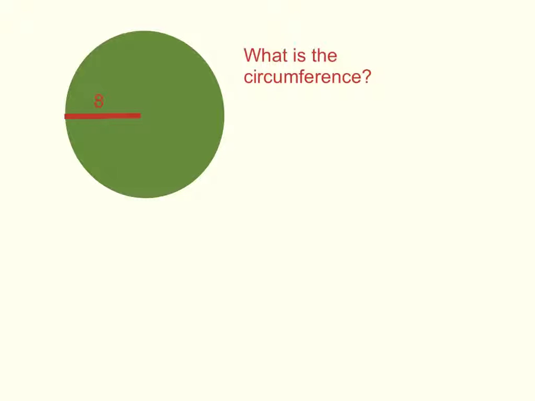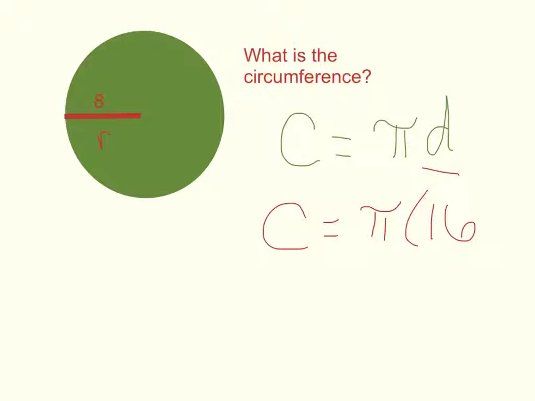To find the circumference, we use the equation C equals pi d. In this case, I don't know what the d is, but I do know the radius. Diameter is 2 times the radius. So C equals pi times 16, which equals 50.26.